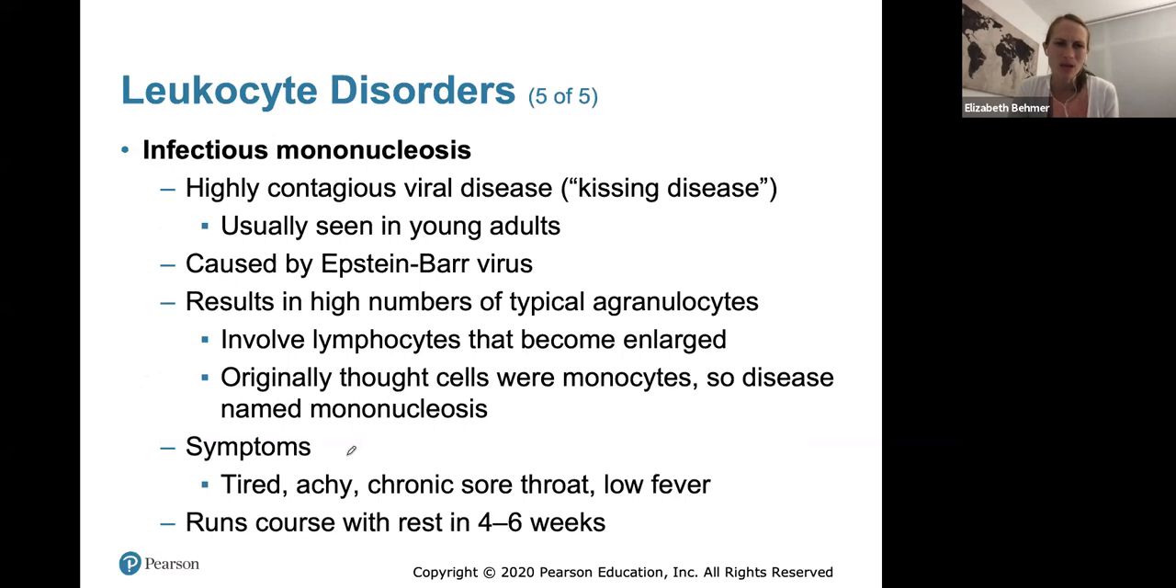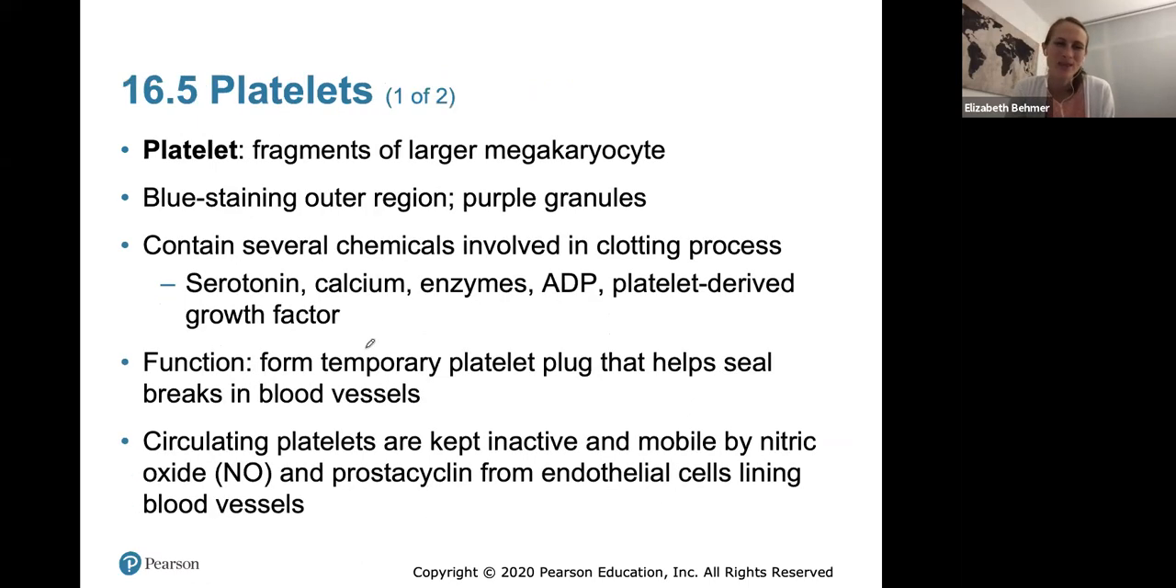So that's leukemia. Infectious mononucleosis is a highly contagious viral disease, the kissing disease, mono. It's caused by the Epstein-Barr virus. The symptoms are being tired, achy, chronic sore throat, and low fever, and it can run its course with rest in 4 to 6 weeks. I don't know if I asked you about that one.